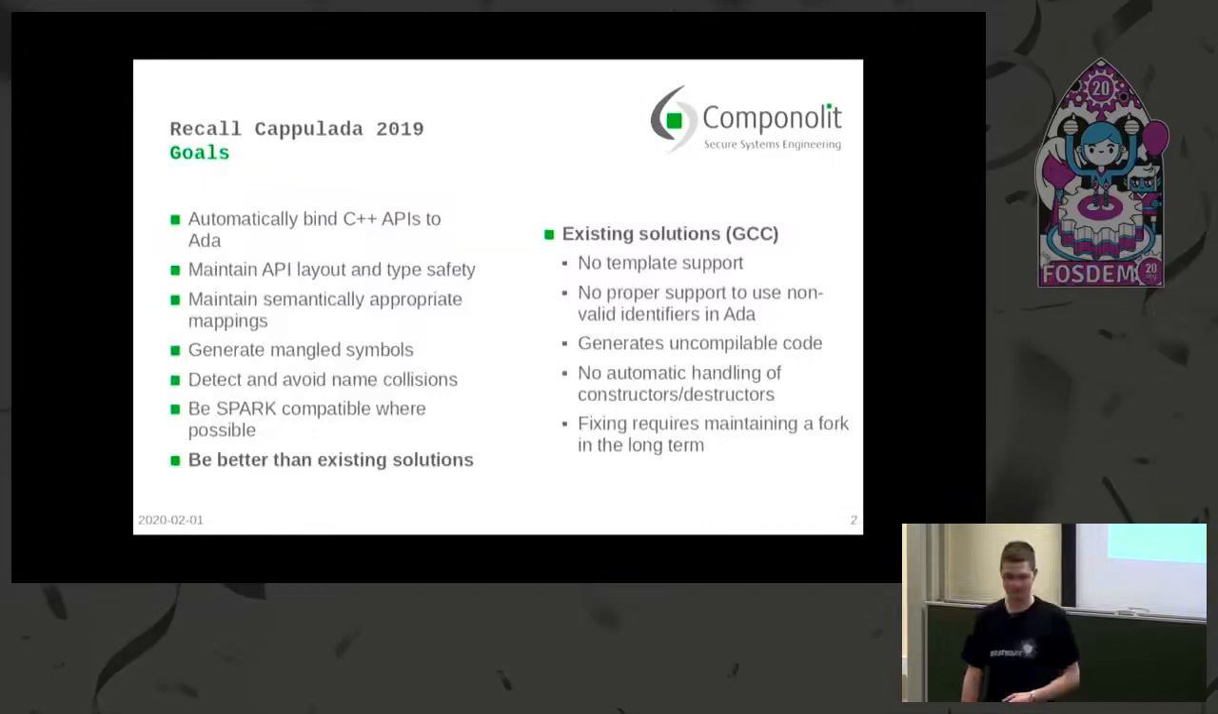So what did we say? We wanted to be better than existing solutions. We wanted to maintain the original C++ API layout. We wanted to have type safety. We wanted to have template support because this is what most of the existing solutions were lacking. And for this, we also had to implement things like C++ name mangling and so on.